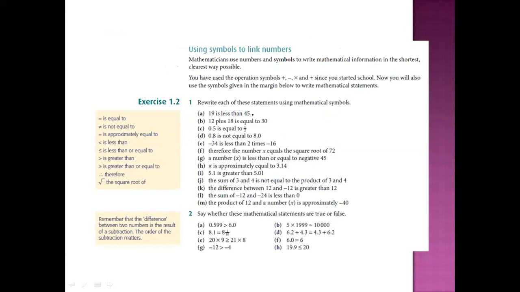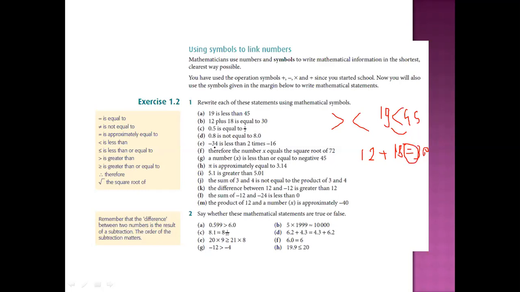For example, let's show 19. 19 is less than 45. What does it mean, less? This one is less, or this one is? 19 is less than 45. And this is the symbol we need right now. And 12 plus 18 is equal to 30. Here is our mathematical symbol, is equal to, okay, it's equal.